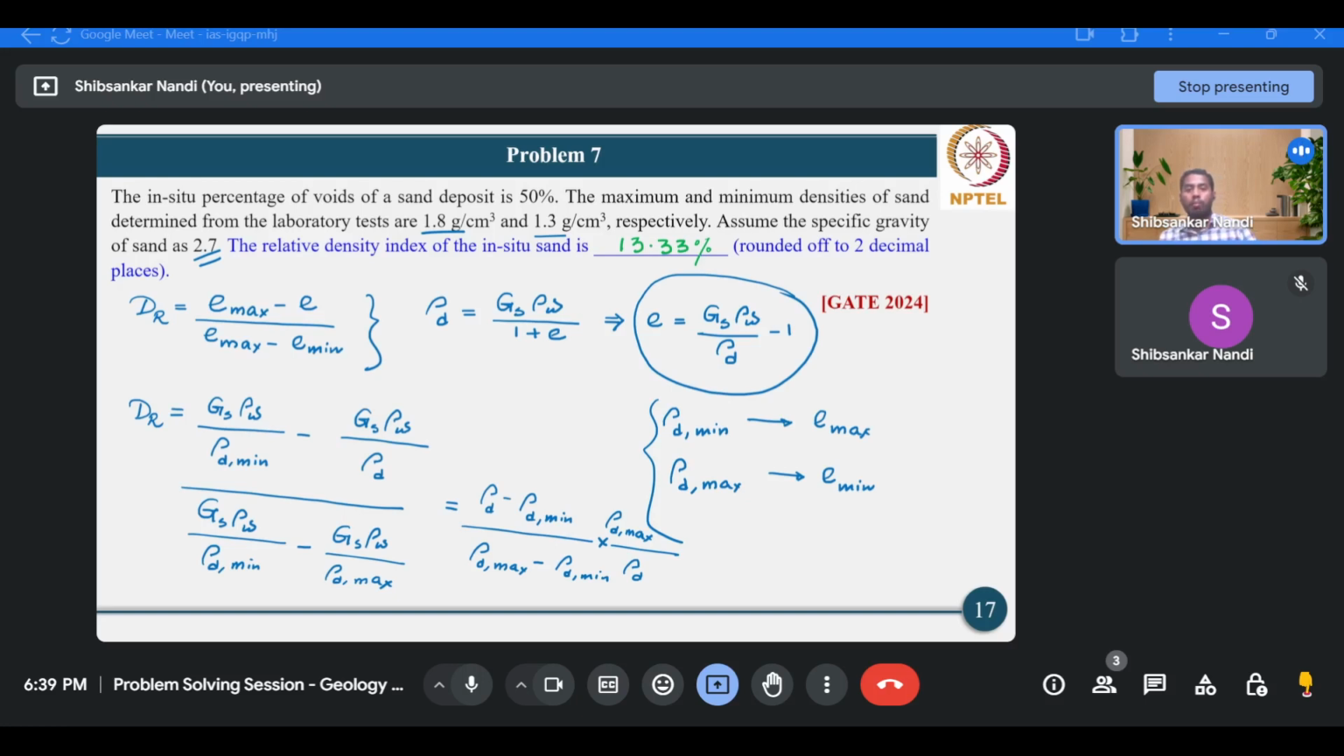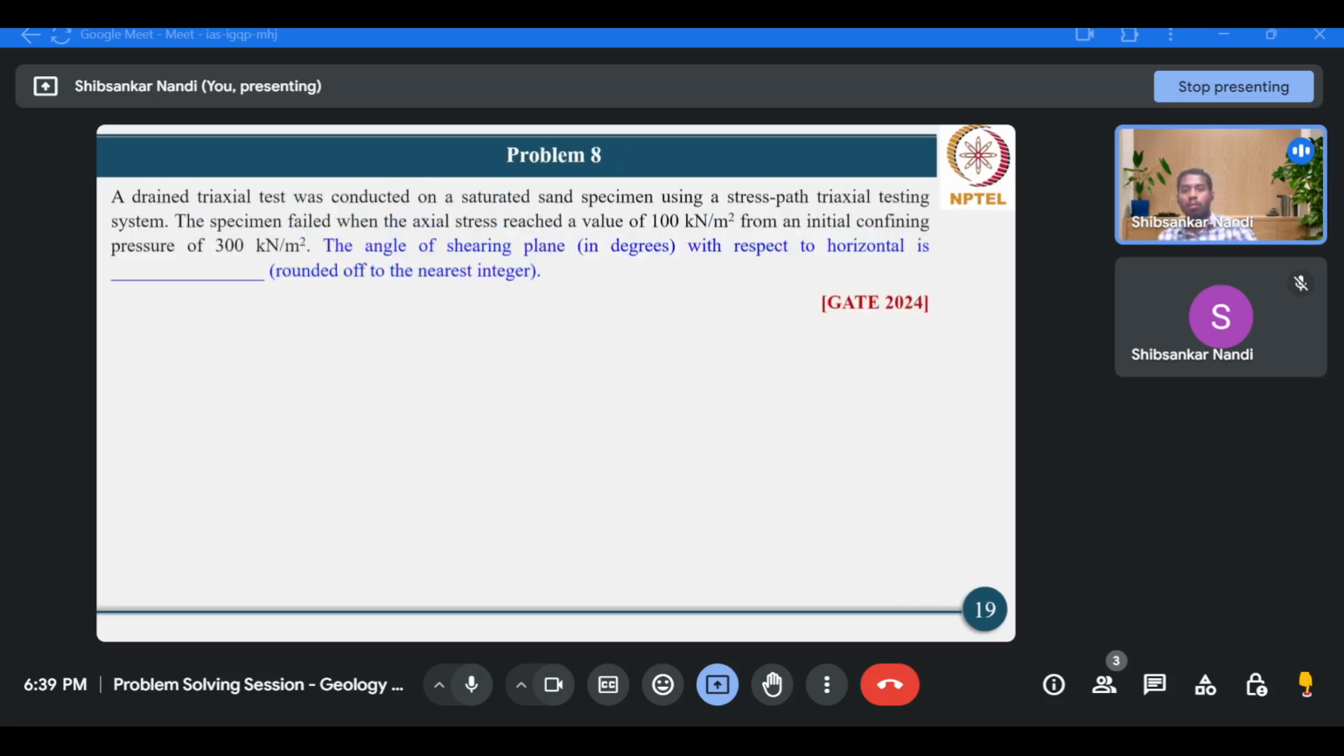The answer is 13.33%. Now we will take this problem. So this problem is again related to the shear strength of soil. A drained triaxial test was conducted on a saturated sand specimen using a stress path triaxial testing system. The specimen failed when the axial stress reached a value of 100 kN per meter square from an initial confining pressure of 300 kN per meter square. The angle of shearing plane in degrees with respect to horizontal is.